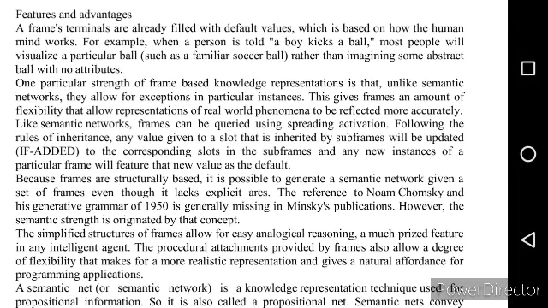The simplified structure of frames allows for easy analogical reasoning, a much-prized feature in any intelligent agent. A semantic net is a knowledge representation technique for propositional information, so it is also called a propositional net. Semantic nets convey meaning. They are a two-dimensional representation of knowledge.